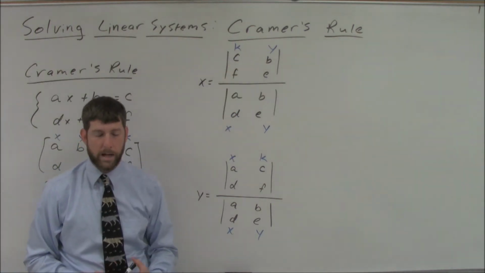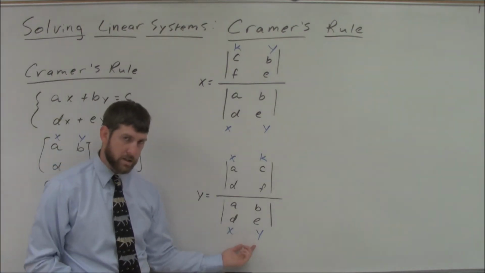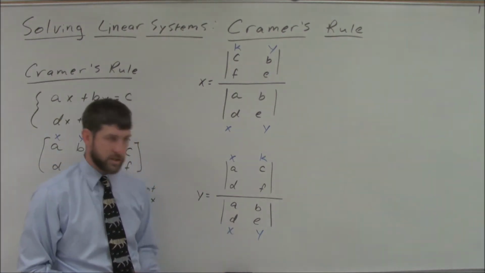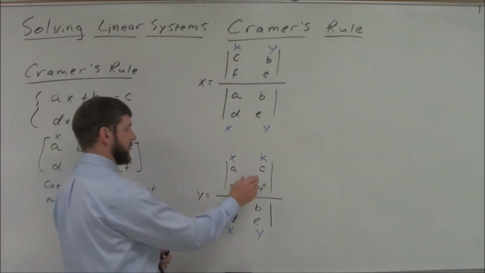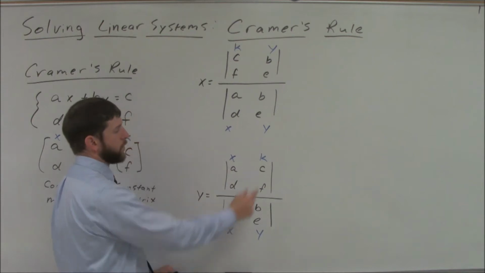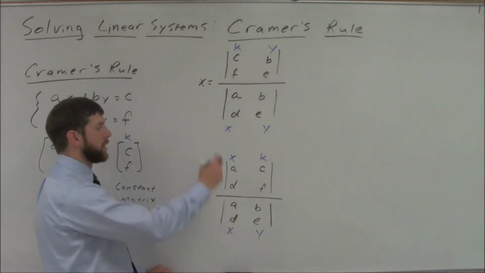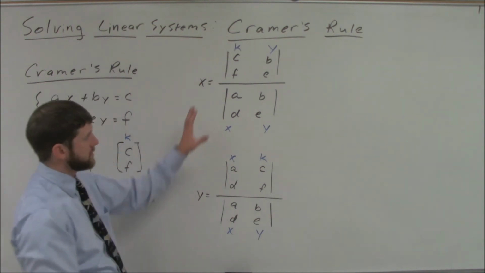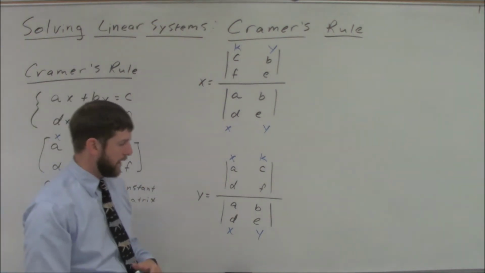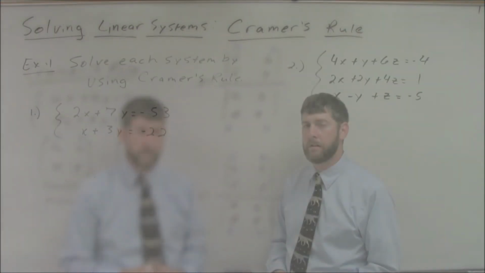Y stayed the same. For our y value, the coefficient matrix is in the denominator. So we take our coefficient matrix for the numerator, but since we're solving for y, we replace that y column with our constants. Calculate these quick determinants, do your fraction, and you will have your solution. Give me a second, and I'll get a couple examples up for you guys.